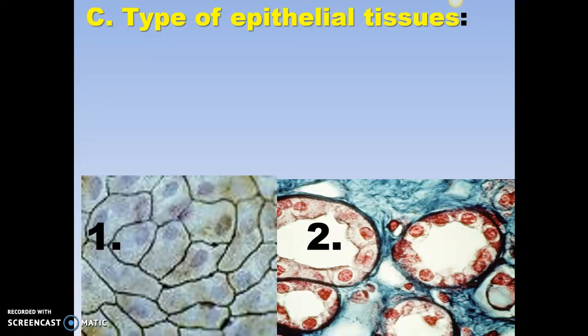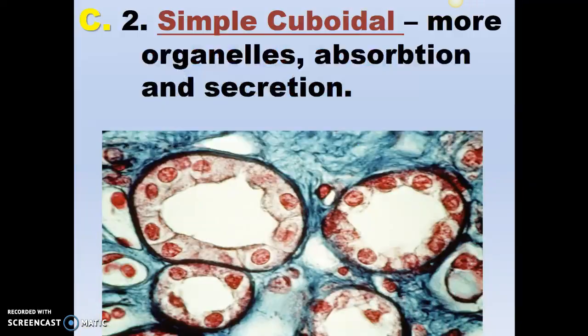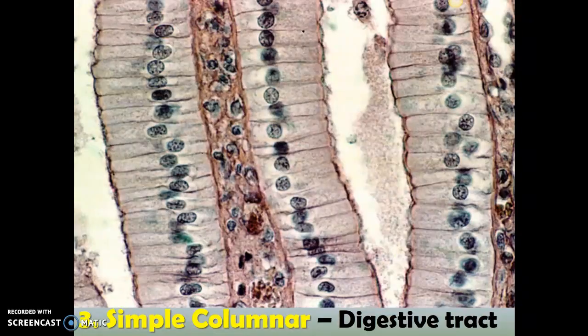So here's some practice. Number one, probably the best picture I can find of simple squamous. Number two, you guessed it, simple. You just saw that. So simple cuboidal has more organelles for absorption and secretion.